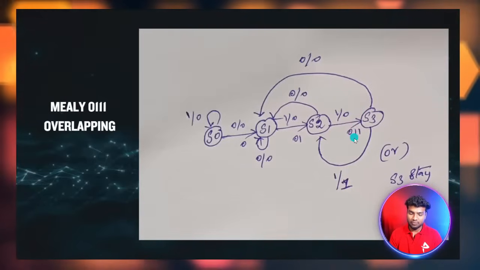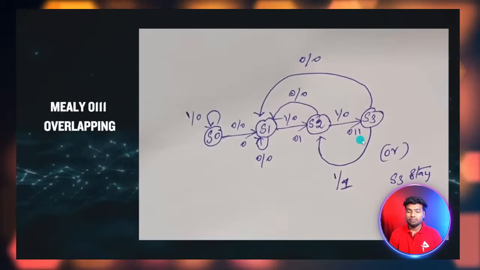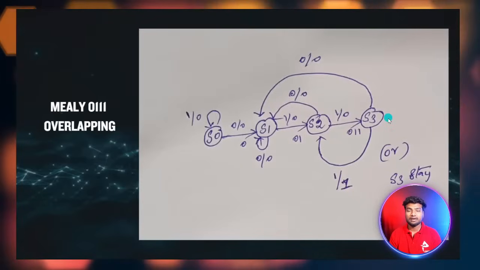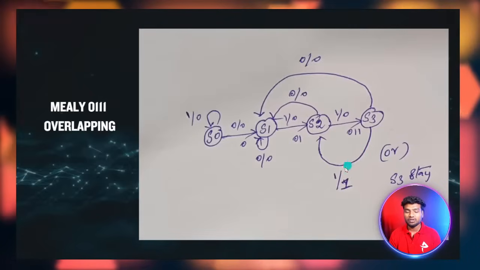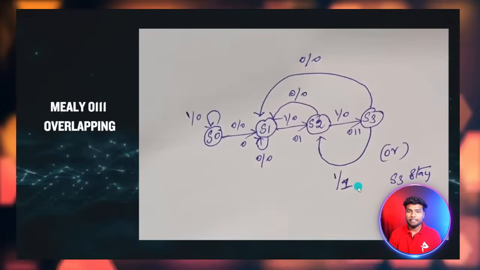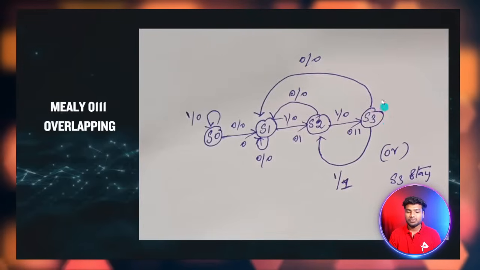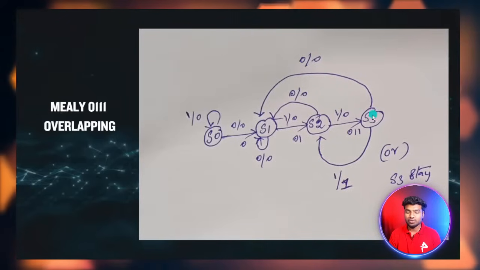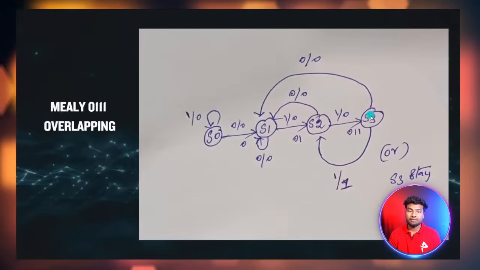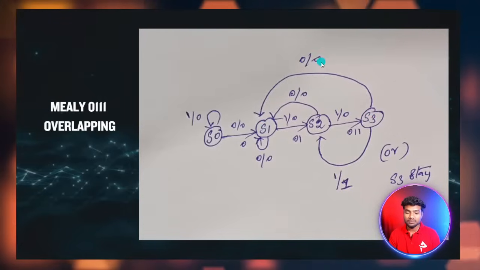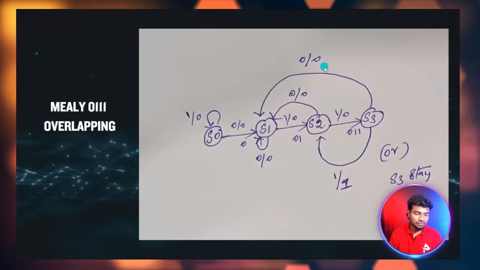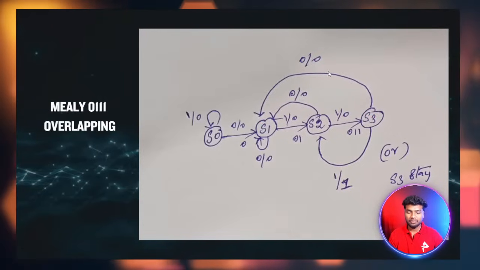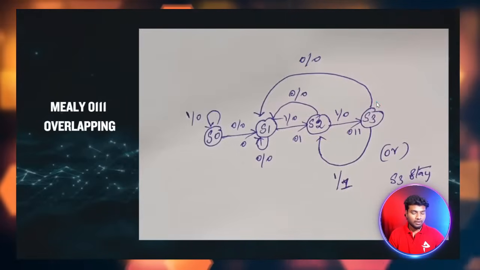Here the current state is 011 and my current input is 1, so I can say that I got my output, and I put 1 over here. If my input is 0 in the S3 state, it moves into the S1 state, and at that time the output is 0. You can notice that here. I hope it's clear for you.